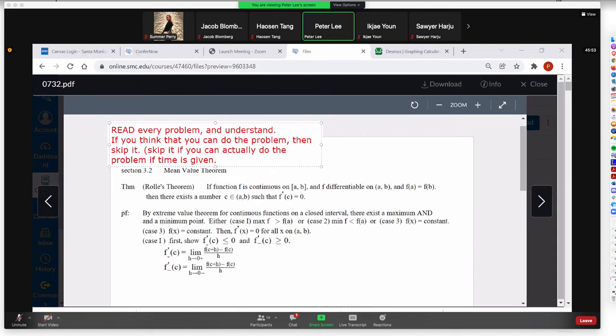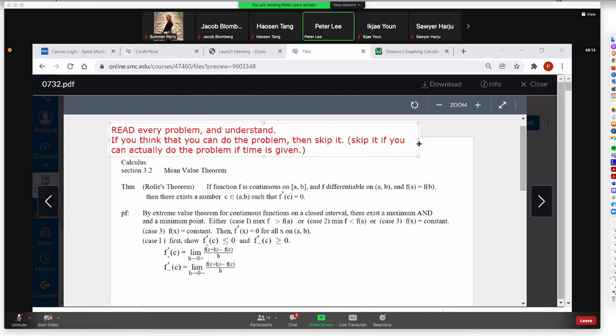So make sure that you skip the problem only if you think that you can actually do it. Of course, if you think that, it means you better know how to do it. Don't skip it when you can't do it. So ideally, you should be able to do every single problem, but you don't do every single problem.